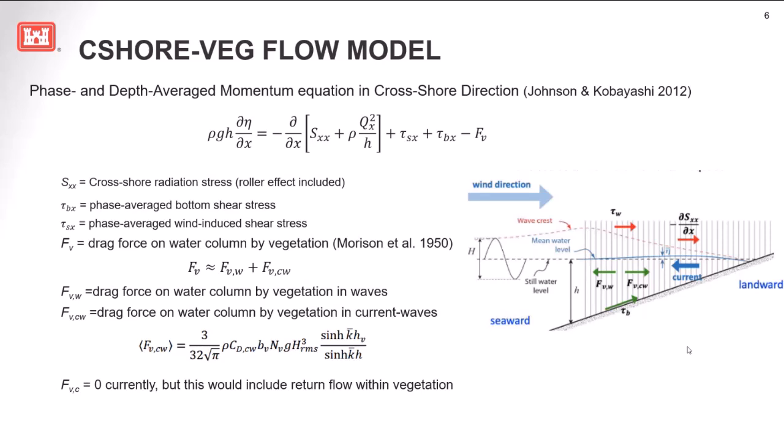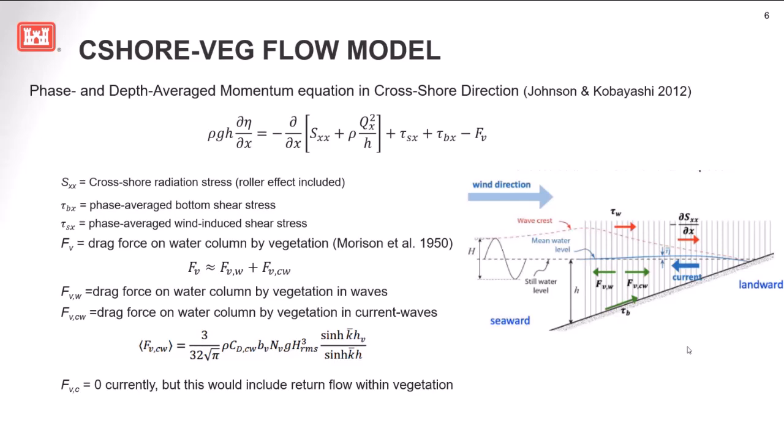This is a phase and depth averaged momentum equation in the cross-shore direction, and it's what CSHORE uses as the governing equation for its flow model. Here, SXX is the cross-shore radiation stress, tau BX is the phase average bottom shear stress, tau SX is the phase average wind-induced shear stress, and FV was included by CSHORE-Veg to include the drag force on the water column by vegetation.